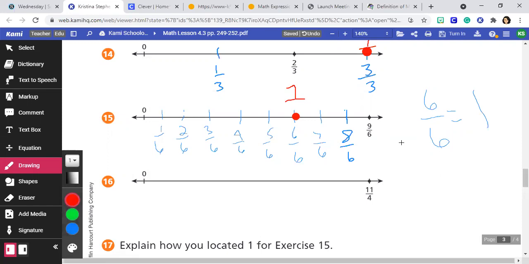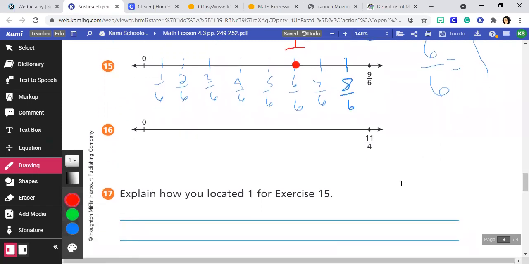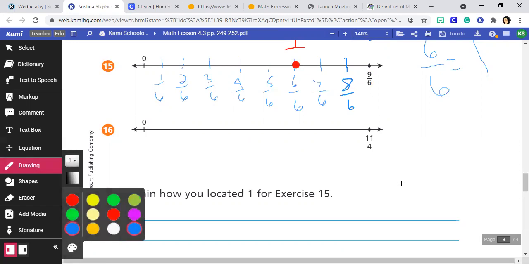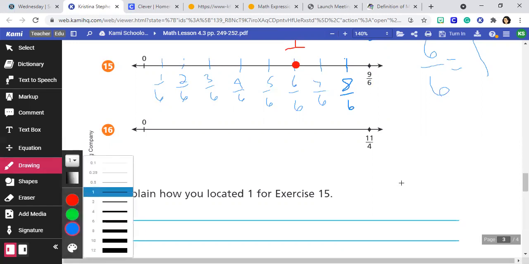All right, 11 over 4. Ugh, again, I think I'm going to work backwards with this one. But I know that my denominator 4 is smaller than 6. And I know that it kind of works in opposite. So the larger the denominator, the smaller the pieces. So I think my fourths are going to be just a little bit larger than what I have here. So I'm going to count back from 11 to 0 and try to make them equal sections here.